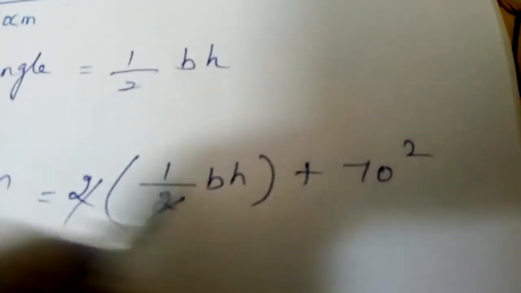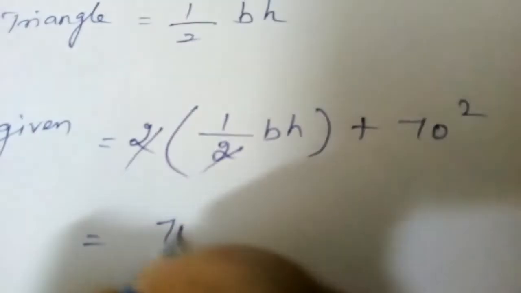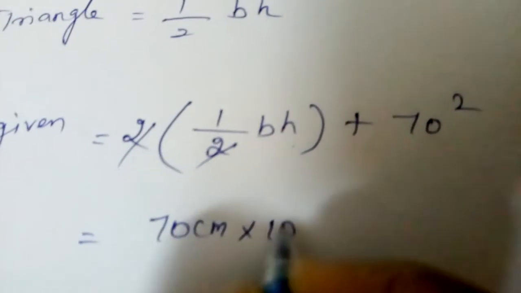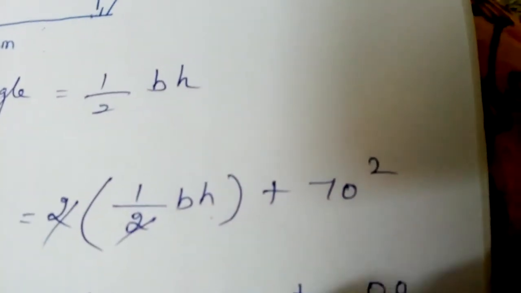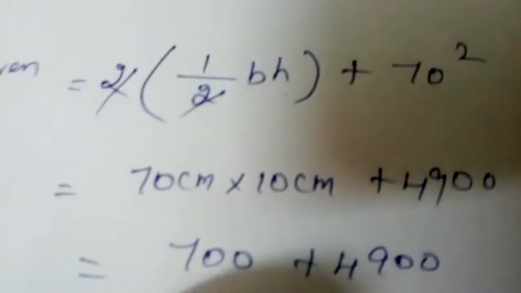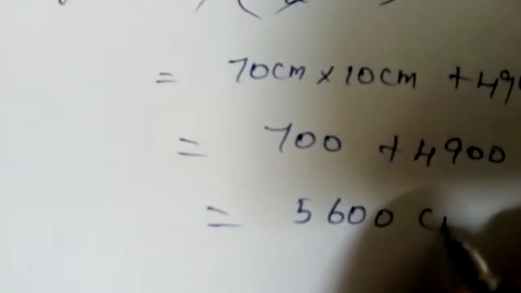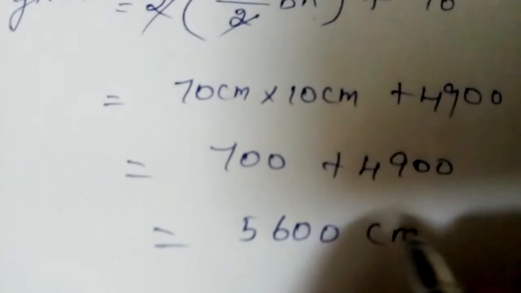B and H are there. What is the base for this triangle? Base is 70, right? So 70 centimeter, height is 10 centimeter. Plus this is 70 into 70. If you multiply, you will get 4,900. And here it is 700 plus 4,900. If you add this, you will get 5,600 centimeter. Is it clear?